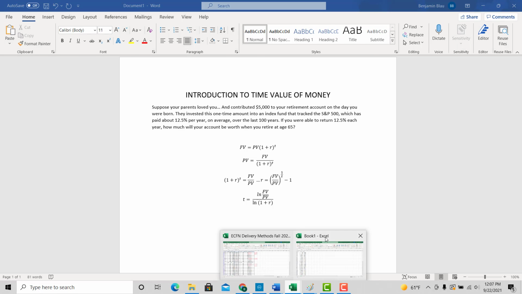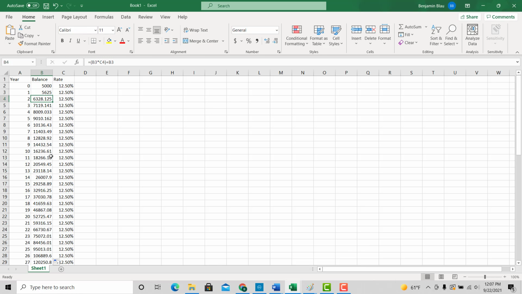The first tool that I want to use is Excel. Okay, so we solved the problem, the $5,000 investment on the day you were born, to see how much it's worth by the time you turn 65, assuming that you get 12.5%. So we showed how to do this in Excel the long way. It's actually super easy because Excel allows you to calculate the future value in a pretty easy fashion here.